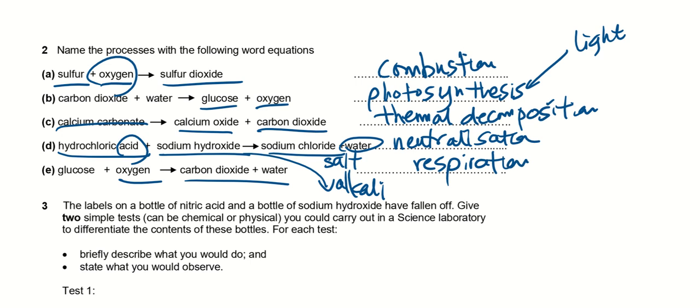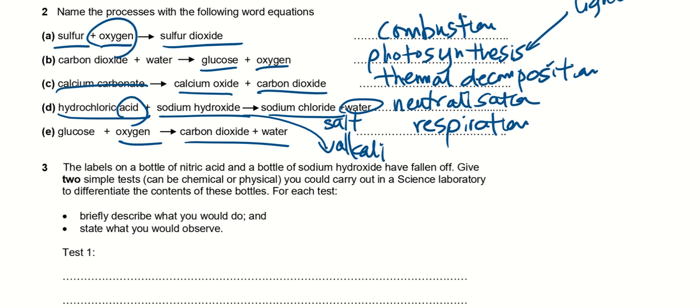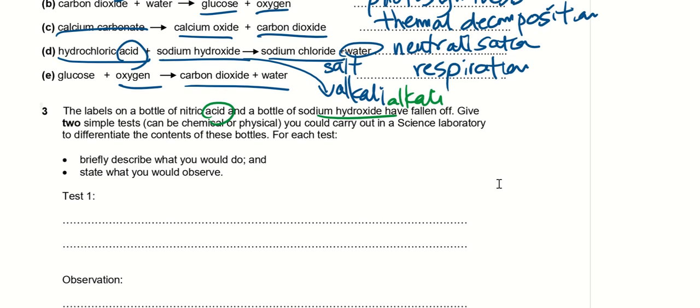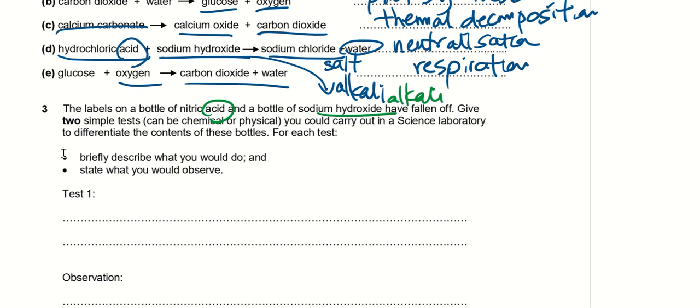Right? Now, question 3, the labels on a bottle of nitric acid and a bottle of sodium hydroxide have fallen off. So basically, it is an acid and an alkaline. Okay? So give two simple tests. It can either be chemical or physical that you can carry out in a science lab to differentiate the contents of these bottles. Then, for each test, you must briefly describe what you will do and state what you will observe.